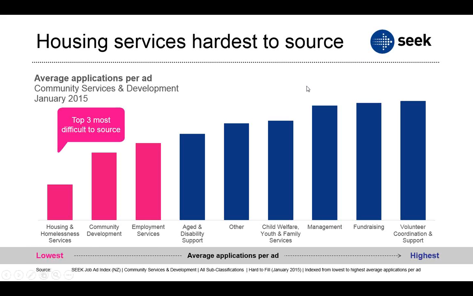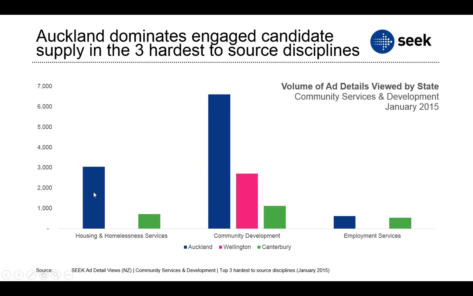Now, once you know how easy or difficult it is to resource for, you probably want to know where those candidates are. If you're looking at housing and homelessness services, then the lion's share of candidates are in Auckland. No surprises there. The majority of the population sits in Auckland, and it is the dominant location where most candidates are searching for opportunities. But it also means you can see where candidates are in low supply or low engagement numbers. So if you're in Wellington, then the lion's share of candidates are either in Auckland or Canterbury. We really need to be looking in those two markets if we can't find the talent locally.